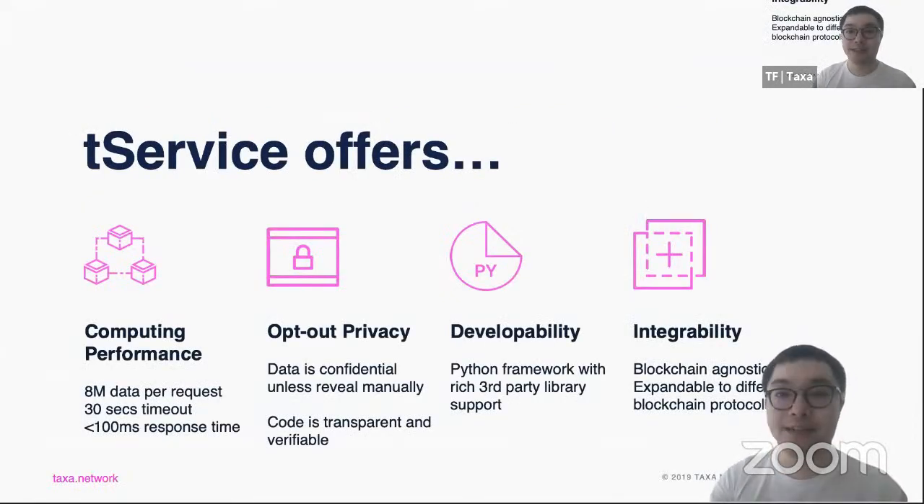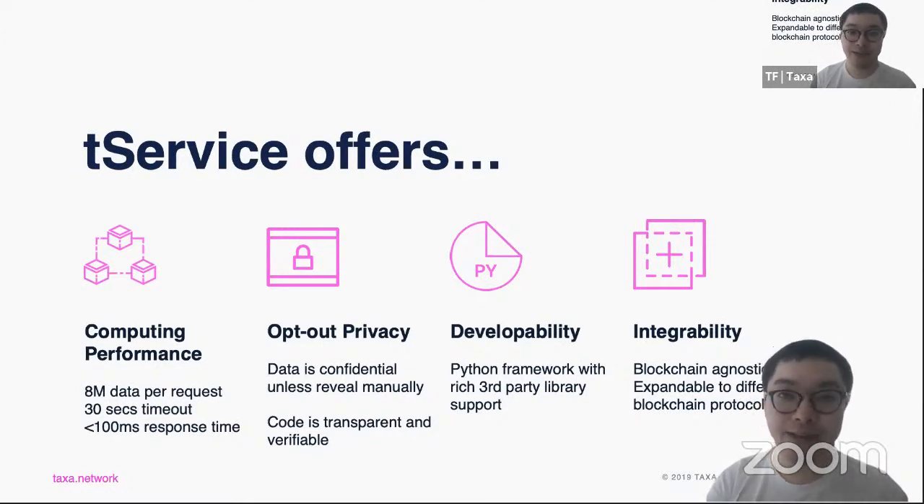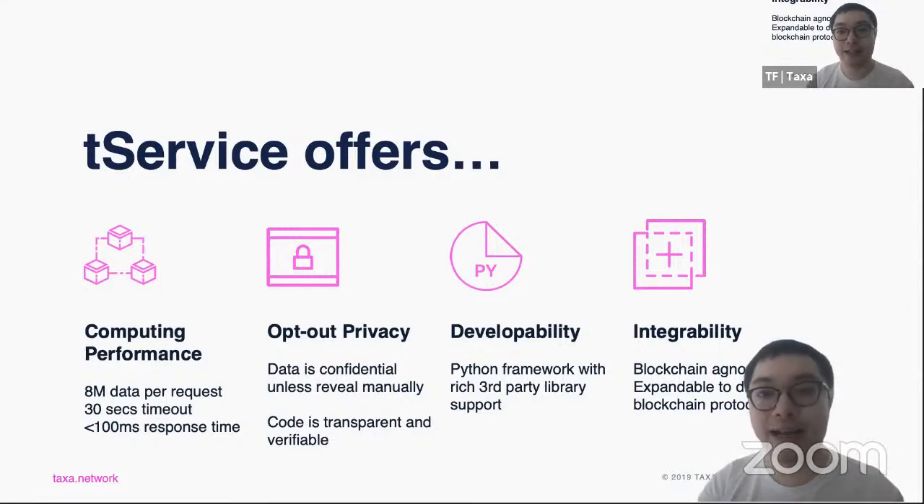The benefit of using T-services, first, is computing performance. Currently we support 8 megabytes of data input for each smart contract call and a 30-second timeout, and provide much richer computing resources compared to on-chain smart contracts. And it's interactive, no confirmation needed. Our privacy policy is opt-out, which means the data will be confidential by default unless the developer or user reveals it. And the code will be transparent and attestable.